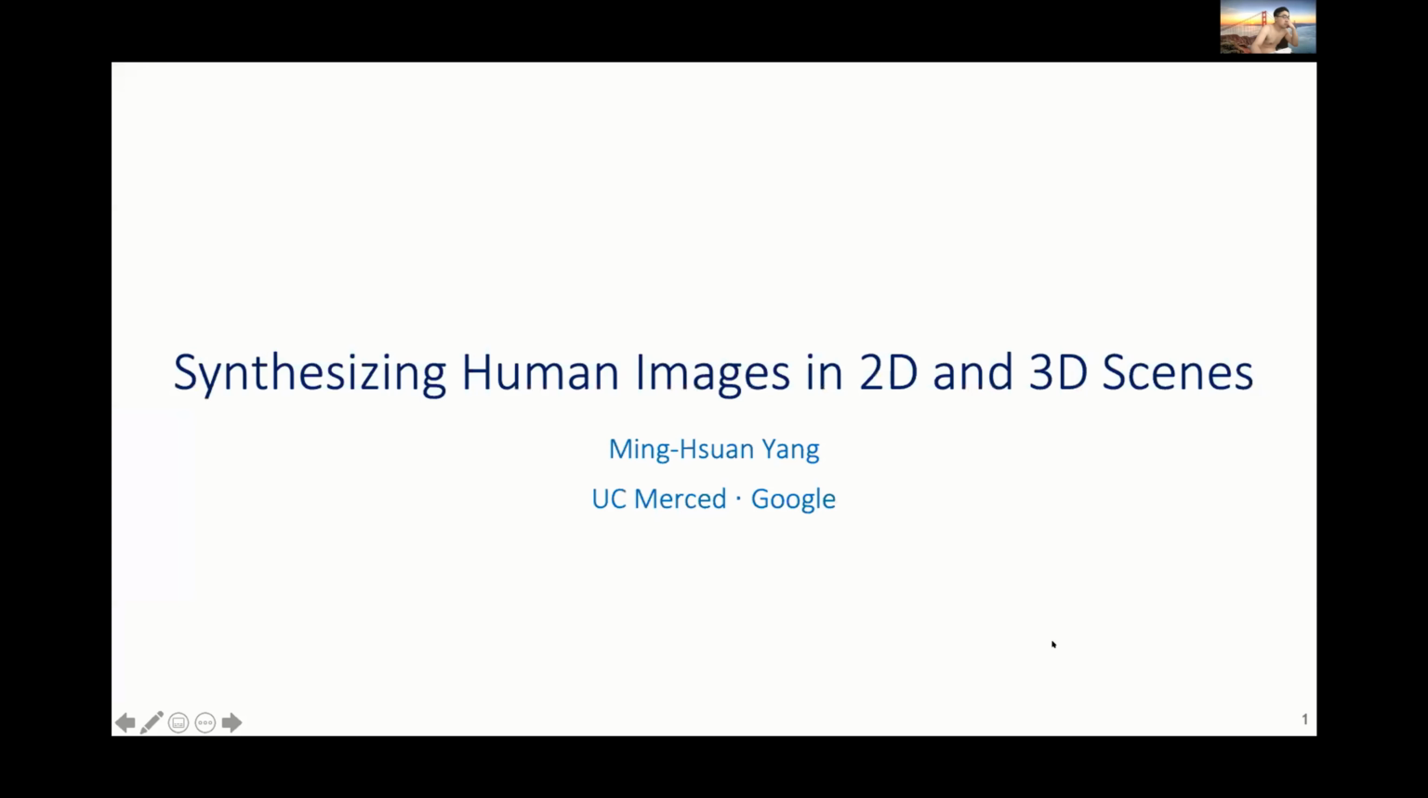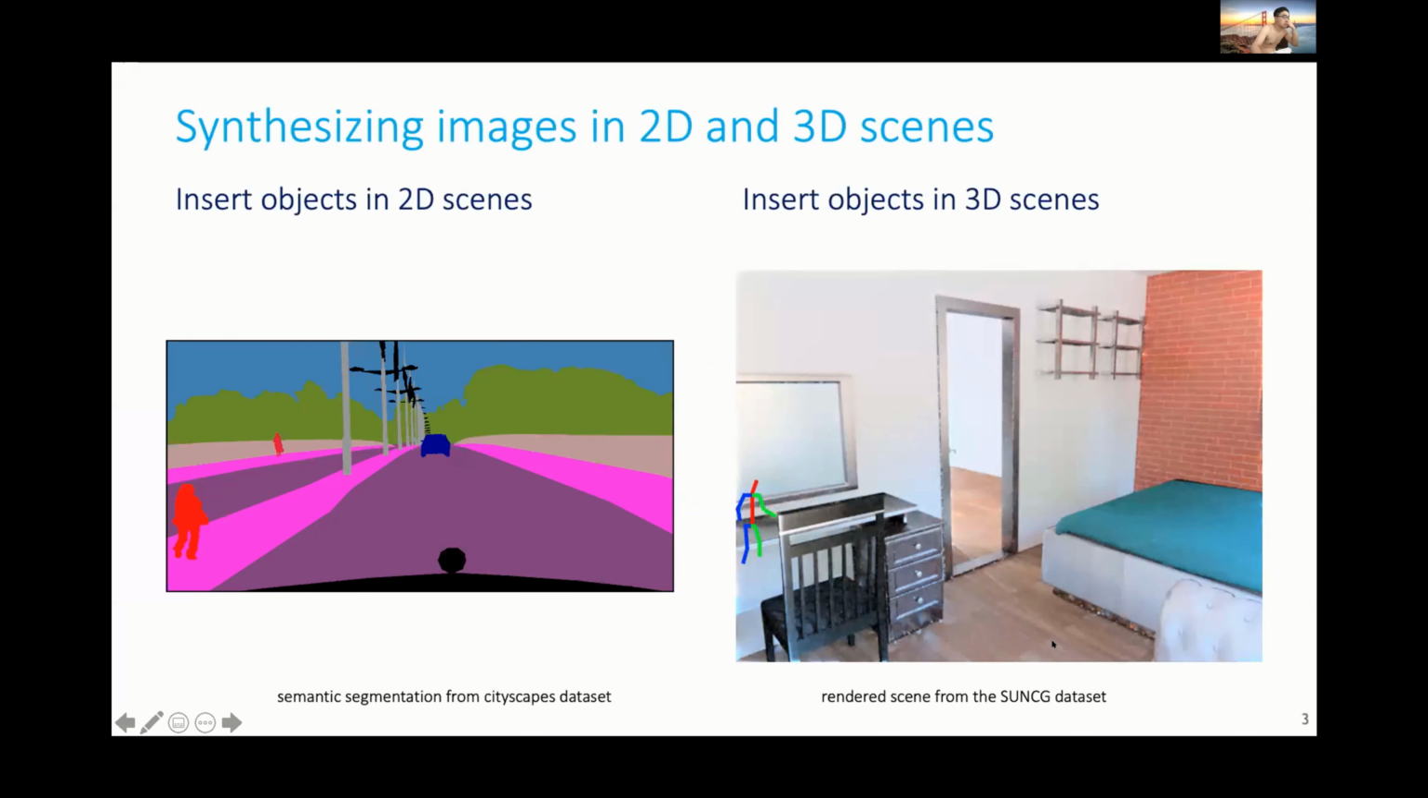Okay, so today I'm going to talk about our recent work on synthesizing human images in 2D and 3D scenes. The main idea is this. Suppose that we have a semantic map on the left, and we want to insert humans or cars into this scene. Likewise, on the right, we have an image, and we want to insert a human into this one. So we need to understand the contents in order to insert an object at the right position and right size. In addition, we also want to generate different shapes or different poses as much as we can.